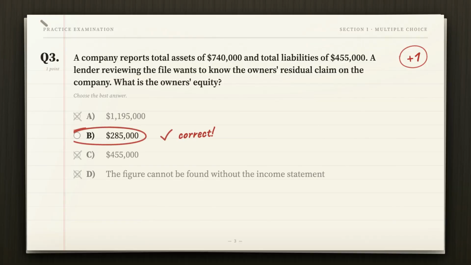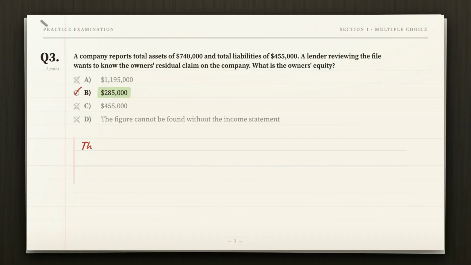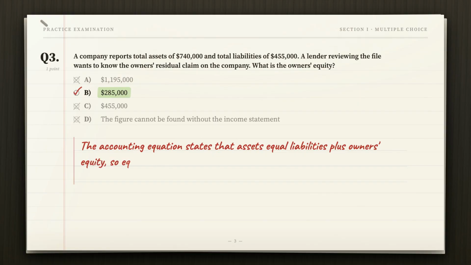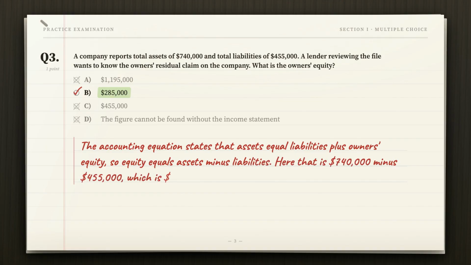The correct answer is B. $285,000. B is correct because the accounting equation states that assets equal liabilities plus owner's equity. So equity equals assets minus liabilities. Here that is $740,000 minus $455,000, which is $285,000.